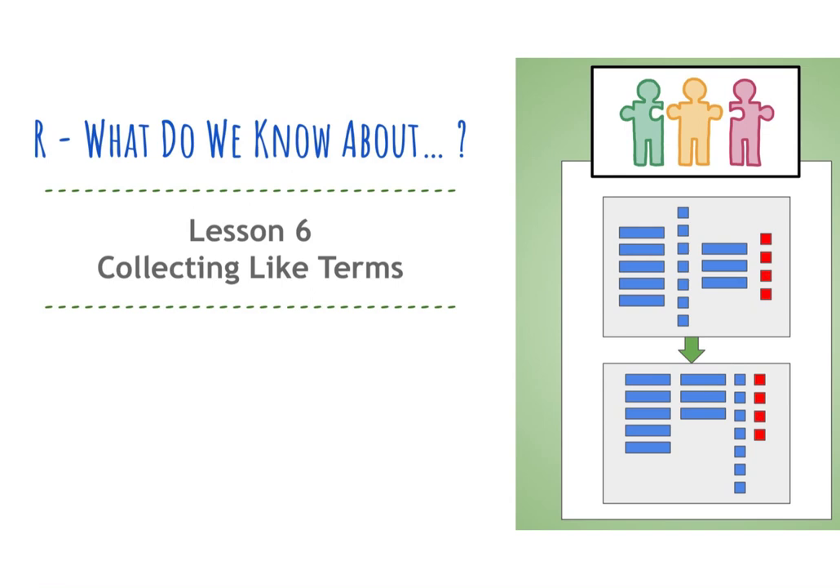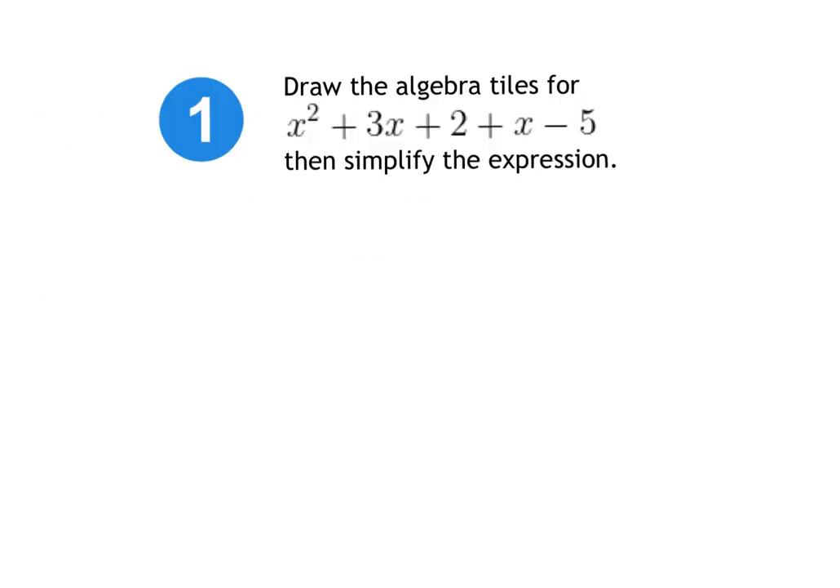This video tutorial is for Unit R, Lesson 6, which is collecting like terms. This question asks us to draw the algebra tiles for x squared plus 3x plus 2 plus x minus 5. We can simplify the expression by moving terms that are like each other to be beside each other.